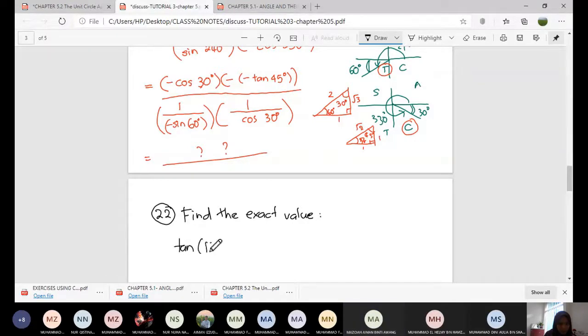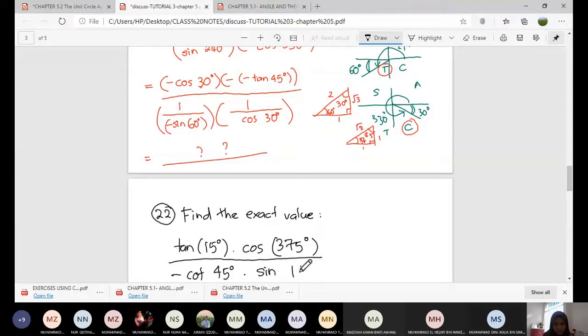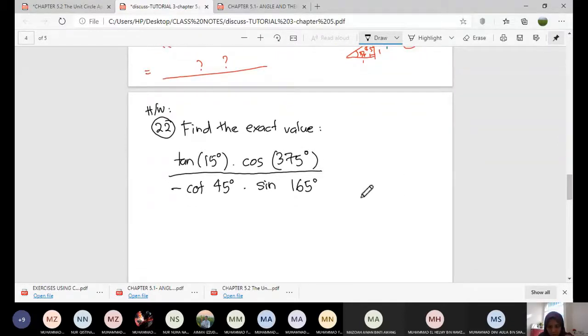This is tangent 15 degree times cos 375 degree over negative cotangent 45 degree times sine 165 degree. For this one, I will leave it as your homework. Okay, this question replaces the previous one. This is the answer later: your answer is equal to -1. Okay, do it later.